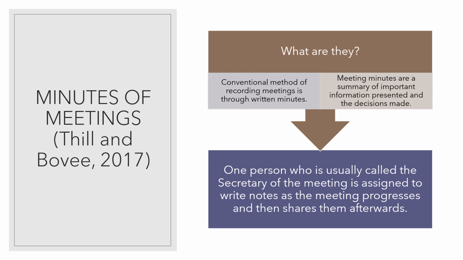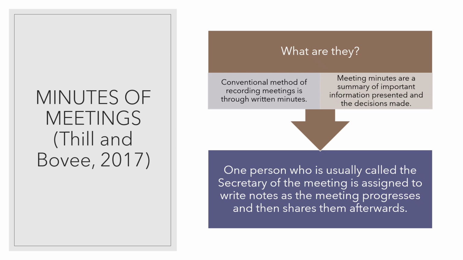Right. Minutes of meetings, what are they? They are a conventional method of recording meetings through written minutes, right? Meeting minutes are a summary of important information presented and the decisions made. So this is what's happened when you talk about minutes of meetings, right? They summarize the important information presented and the decisions made.